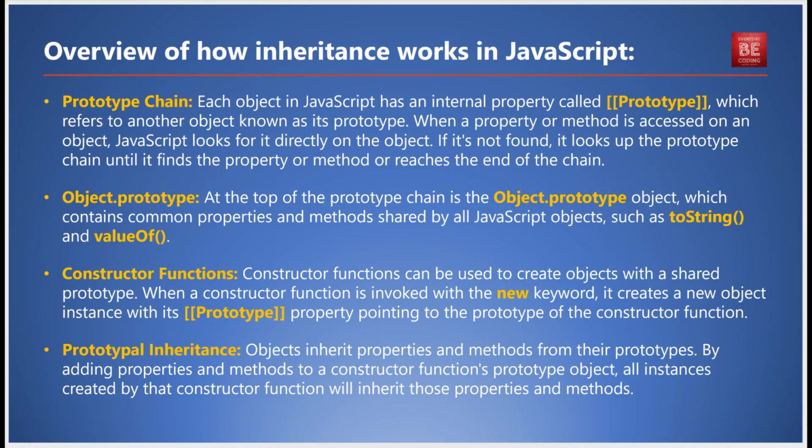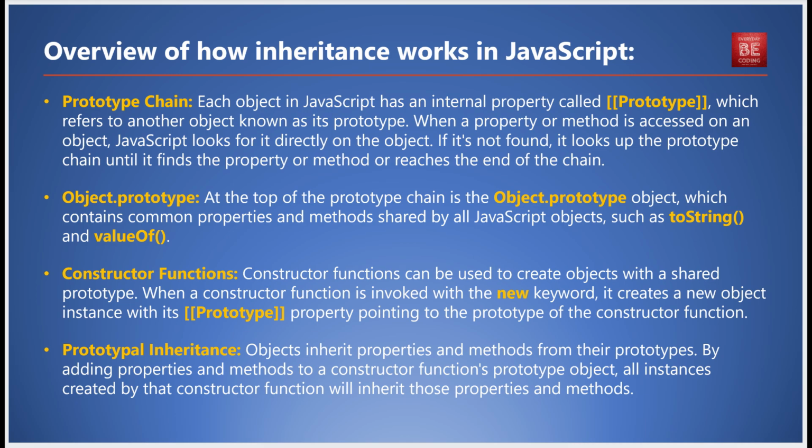Now, the first thing to understand here is the concept of the prototype chain. Each object in JavaScript possesses an internal property known as prototype. This property serves as a reference to another object, its prototype. When you try to access a property or method on an object, JavaScript first checks if it's present directly on that object. If it's not, it journeys up the prototype chain, hunting for that property or method until it finds it or reaches the end of the chain.